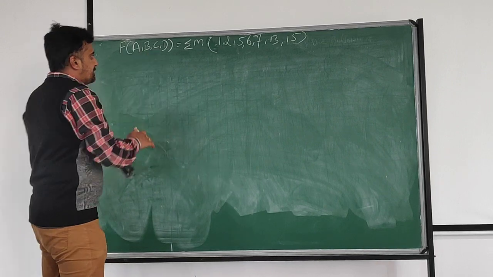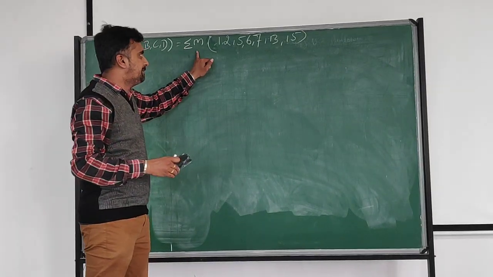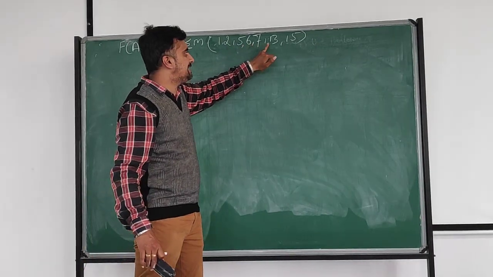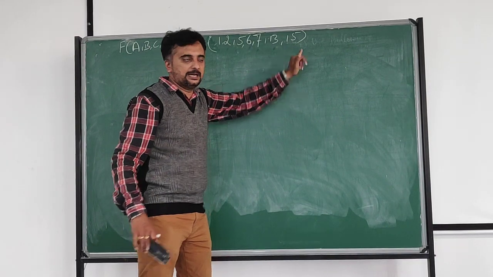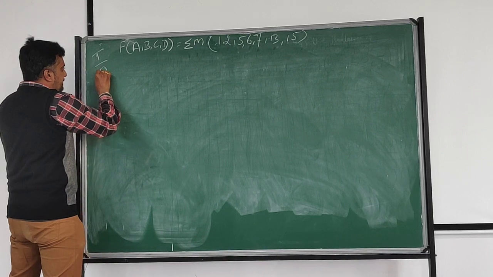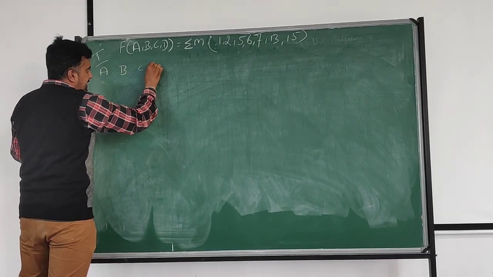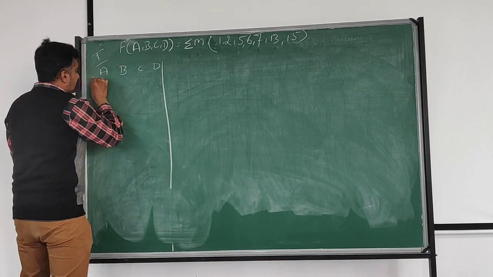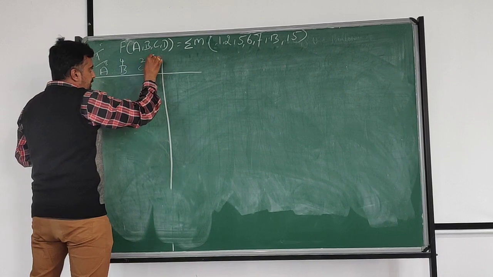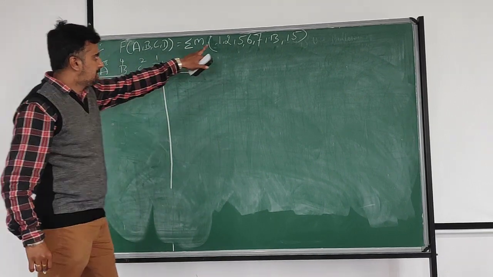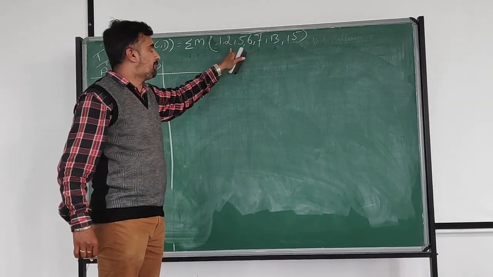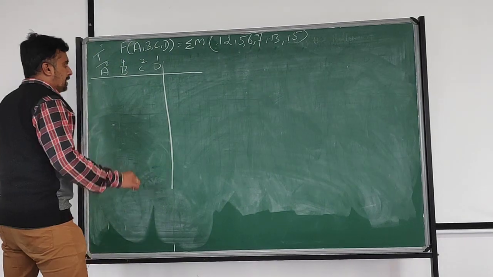This is f of a, b, c, d equal to summation of minterms 1, 2, 5, 6, 7, 13 and 15. First step. Step 1: A, B, C, D. In step 1, we are using the 8, 4, 2, 1 method. First, check: there are no zeros, so first go for the single ones. Number of single ones.